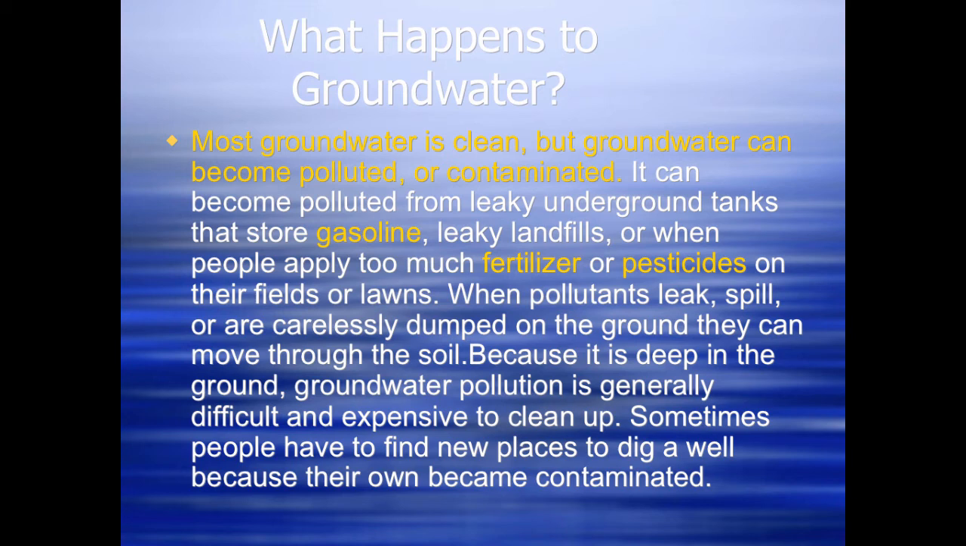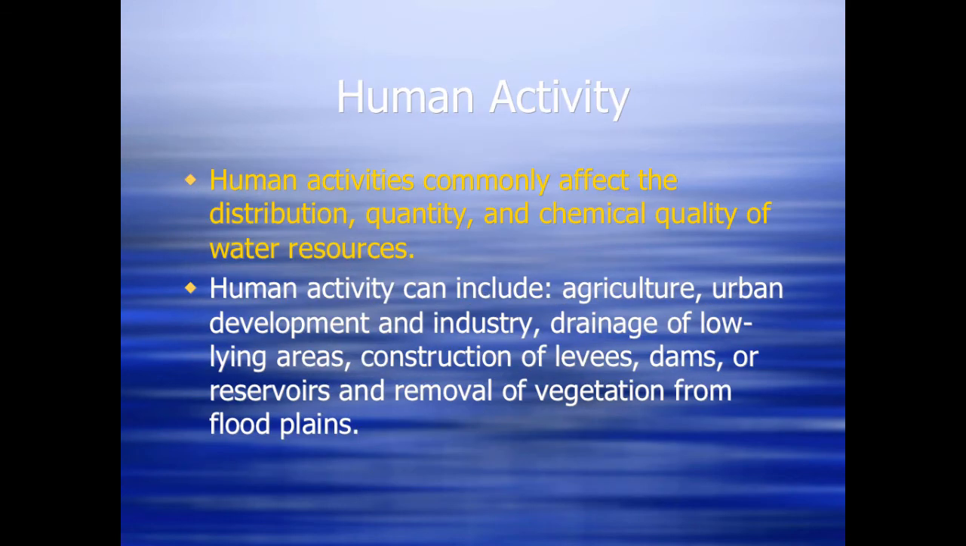So it takes a lot to pollute our groundwater, but once it does, it is very, very hard to clean up. Sometimes people have found new places to dig a well because their own became contaminated. So this is why it's so important that if people change their oil at their house, you shouldn't pour it down the drain. Anything that you're pouring down the drain, like if you're cleaning paintbrushes or pouring chemicals, eventually can make its way into the water table. And if it pollutes our whole water table, it's going to pollute the water for us to drink.